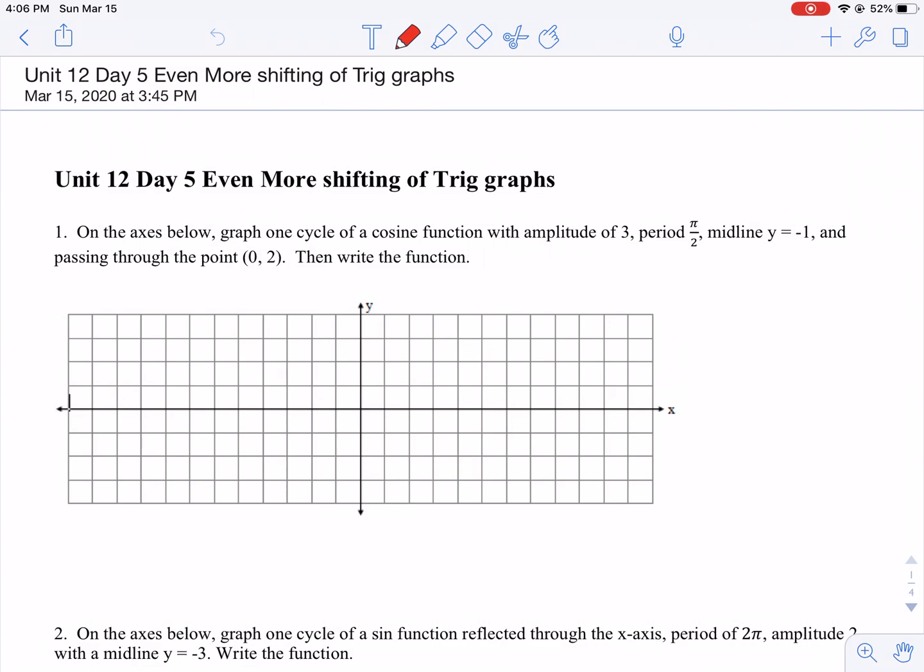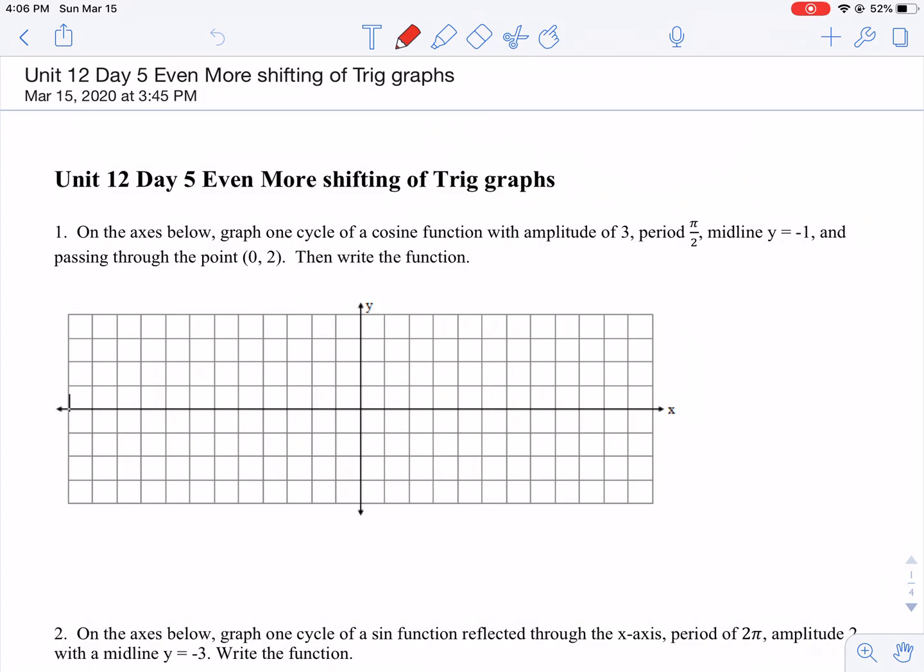All right, on the axes below, graph one cycle of a cosine function with an amplitude of 3, a period of pi over 2, a midline of y equals -1, but it has to pass through the point (0, 2). Write the function. All right, well, I don't know.